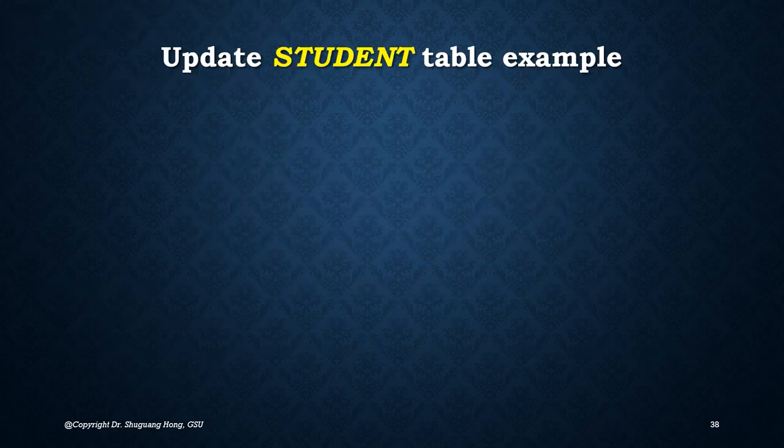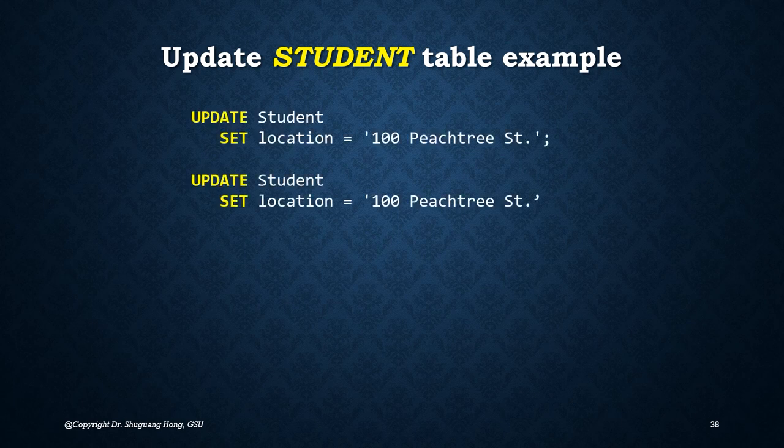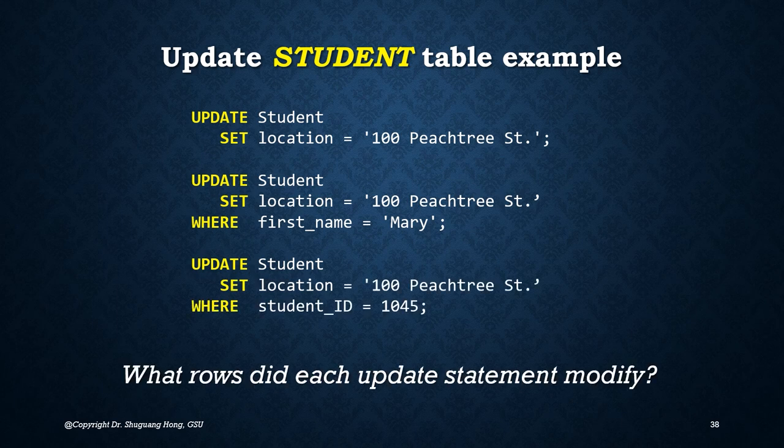Here are some examples using the update statements. All those examples change the local field in the student relation. You should examine all those update statements carefully and answer the question, what rows did each update statement modify? That is, what rows are affected by each update statement? You should also explain your answer.